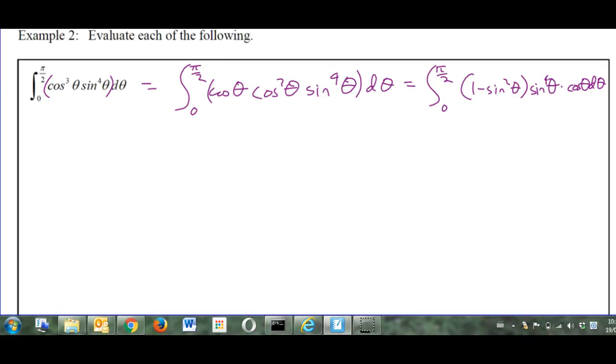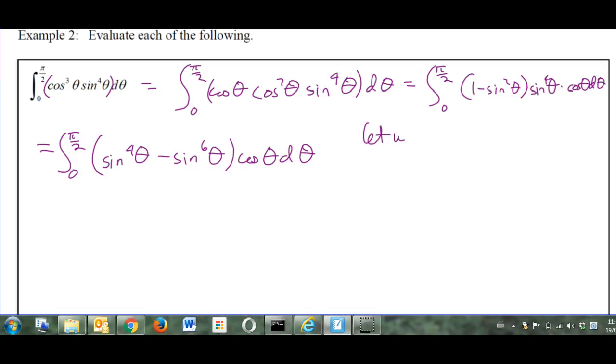Actually, let's go one more line. Integral 0 to pi over 2. So distribute the sine squared. We've got sine to the 4th theta minus sine to the 6th theta, times cos theta d theta. So at this point, we let u equal sine. We've got u to the 4th, u to the 6th. They don't get much easier than that as far as doing integrals. And we've got the cos theta d theta is just going to be the du. We don't even have to worry about a negative this time.